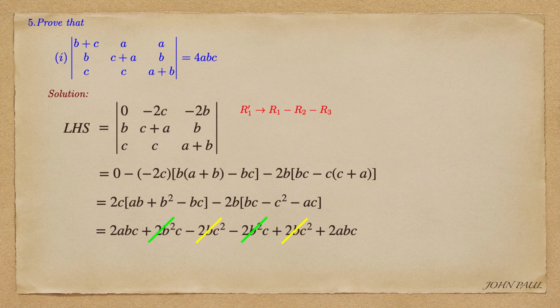Now check whether we can cancel any common term. Here we cancelled all the common terms. Then we are adding 2abc to abc. We get 4abc. This is what we have to prove.